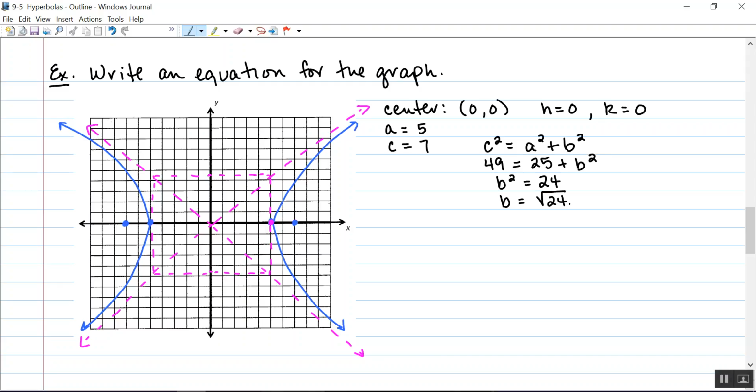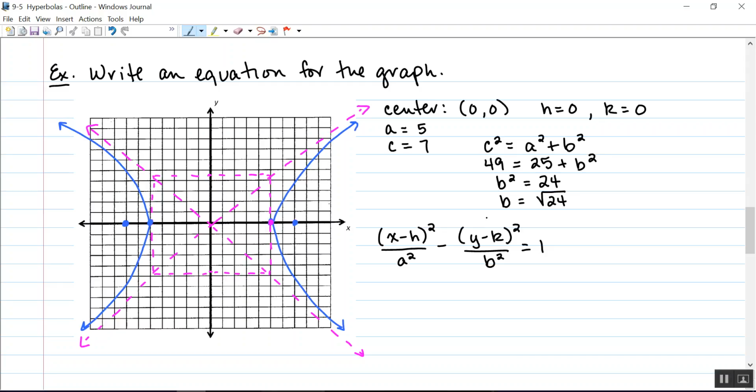Okay, now let's go ahead and plug this into our formula. Remember, our formula looks like this: (x minus h) squared over a squared minus (y minus k) squared over b squared equals 1. So all I need is h, k, a, and b, and I have all of those values here.